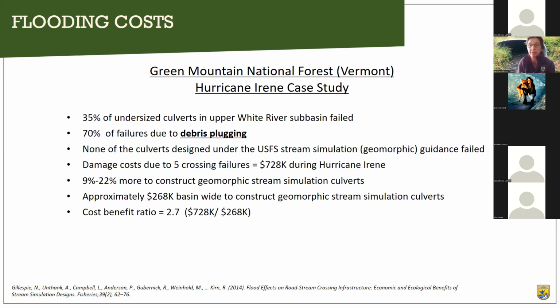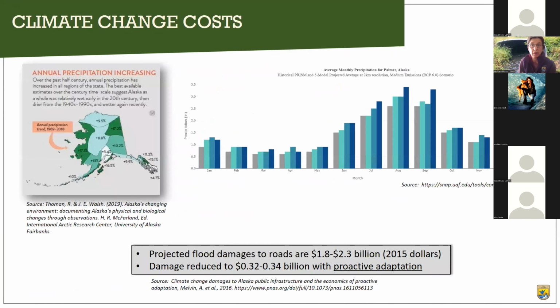I want to note that FEMA is now recognizing the importance of upgrading culverts for higher flood flows. The city of Haines had recent historic flooding that caused several road crossing failures, and FEMA funding has been contingent on following U.S. Fish and Wildlife Service culvert design guidance for ecological function.